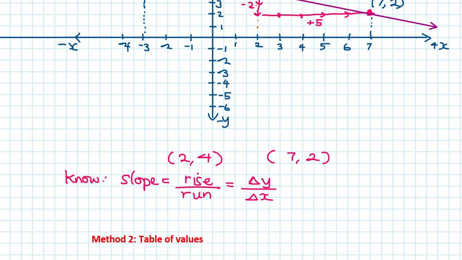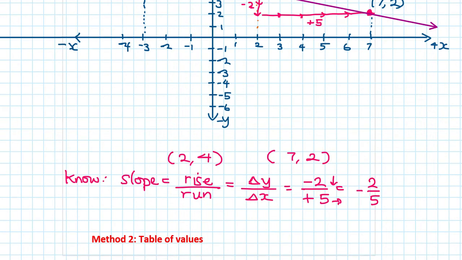And in this case, our change in y we notice from the question to be negative 2, and our change in x, which we notice to be positive 5. This is actually equal to negative 2 over 5. Negative divided by positive gives you negative, and we see that in here our negative 2 is going down and our x is going to the right. So that is about it for that first method.